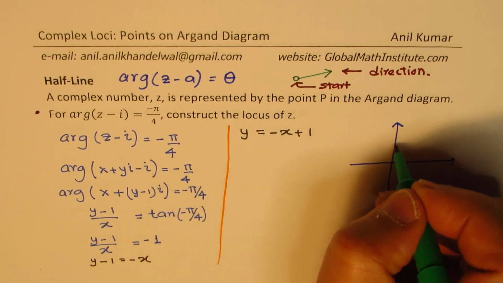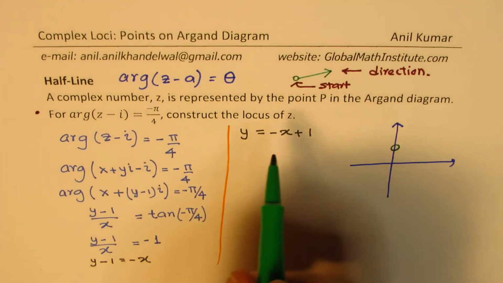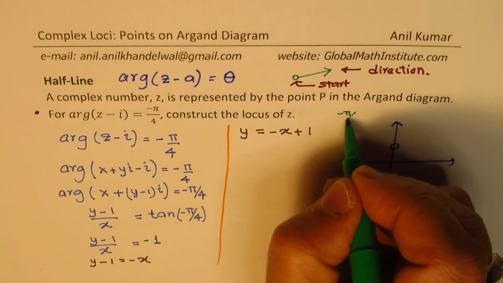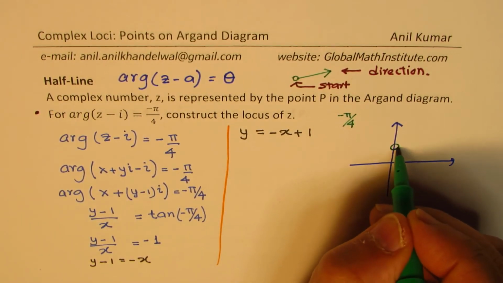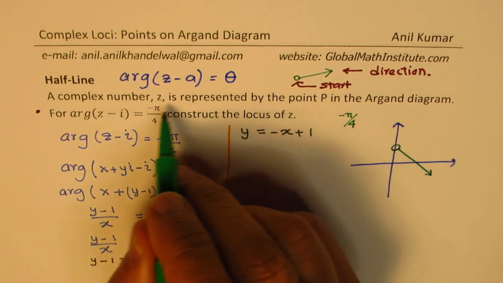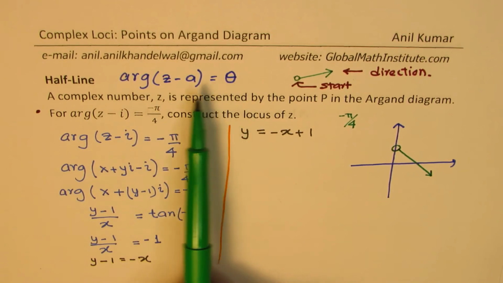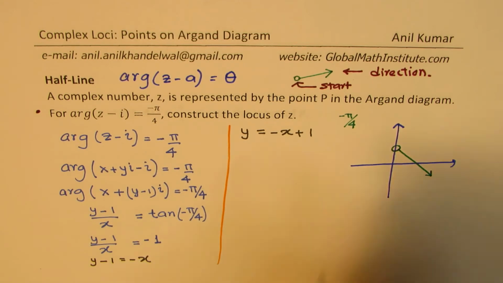So we have a critical number here which is 1, and we also know that the argument is minus pi by 4, right? So since we have minus pi by 4, that indicates a direction which it is moving in this particular way, because argument will give you the direction of movement. Perfect. So based on the given information also, you could sketch your graph, right? So this is basically the point i here, right?